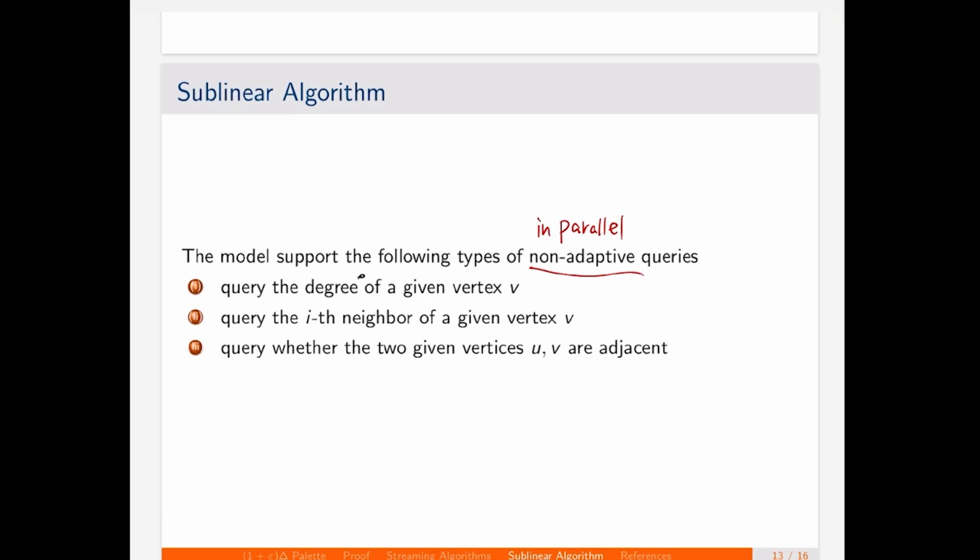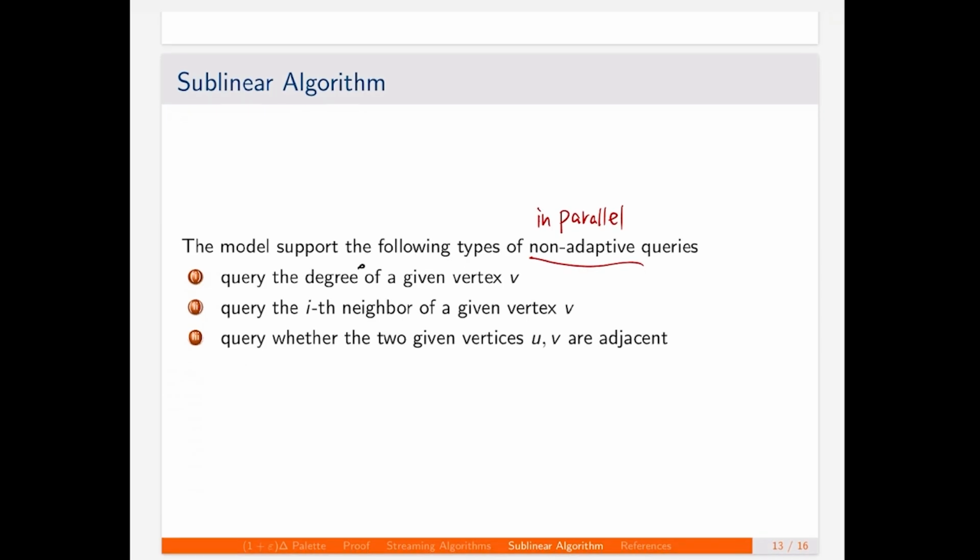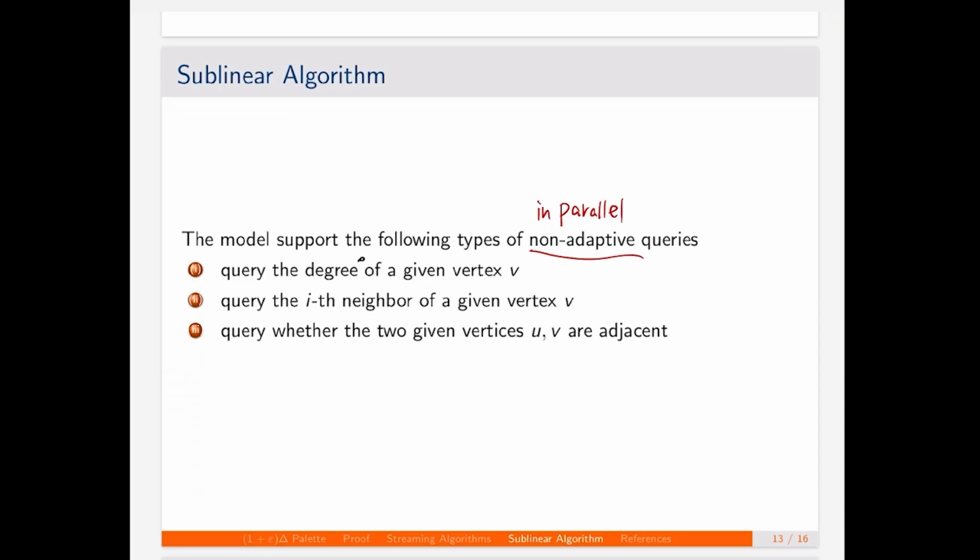In this setting, we are allowed to query the degree of a given vertex V. We can also query the i-th neighbor of a given vertex V. We can also query whether two given vertices U and V are adjacent.